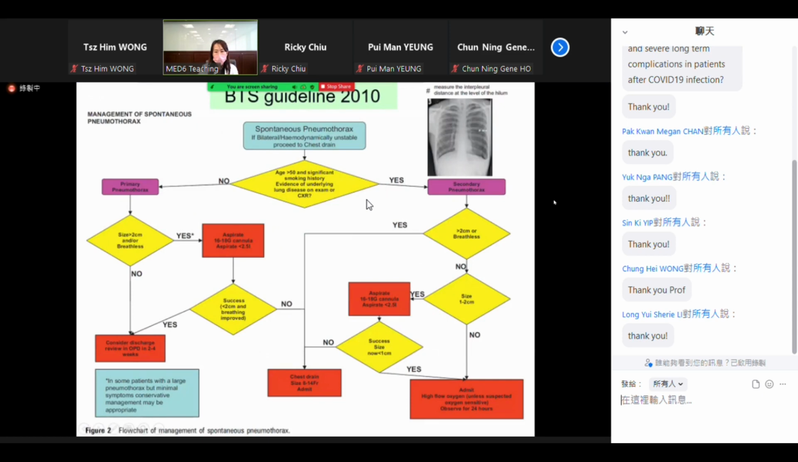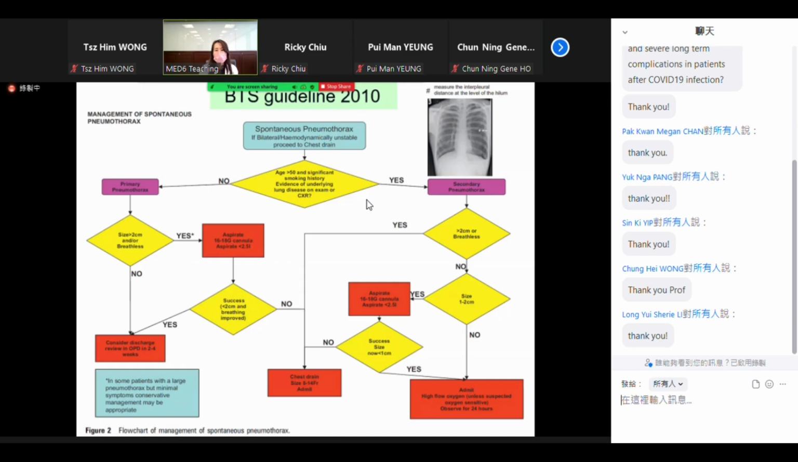So this is a very important slide for you. This is the algorithm of management of spontaneous pneumothorax. This is stated in a British Thoracic Society guideline from 10 years ago. There's an update of the guideline, but it hasn't been published, so we are still based on this guideline for spontaneous pneumothorax management.